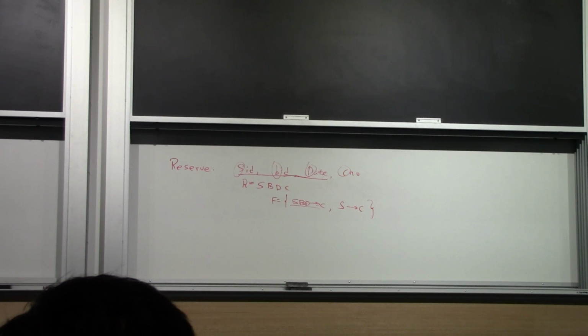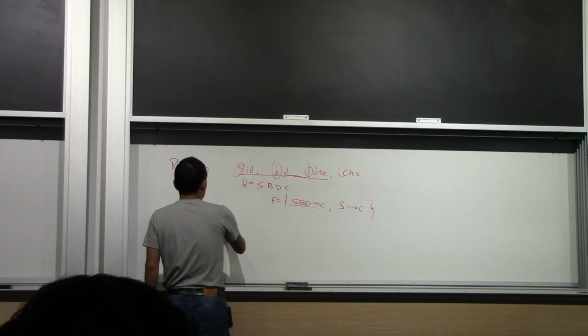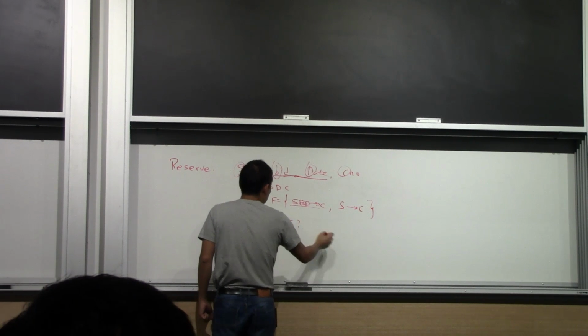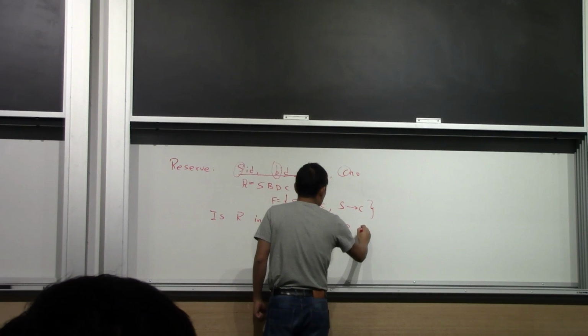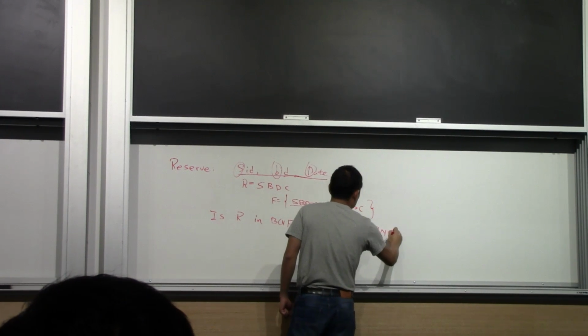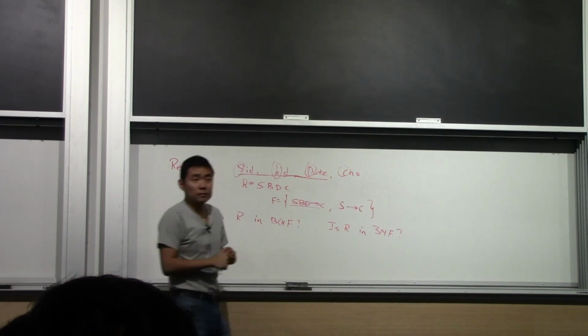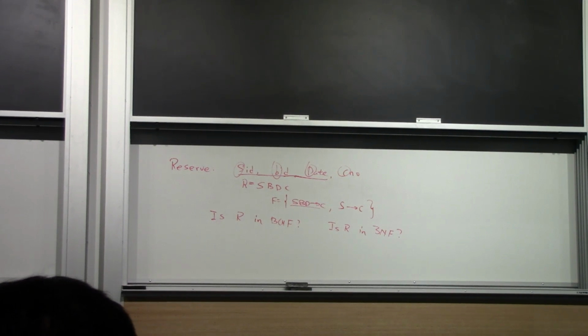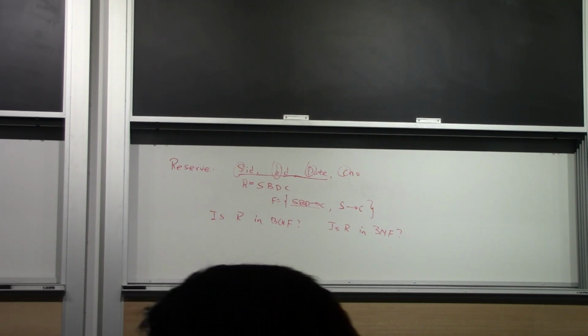Now, that being said, I want to ask you: is R in BCNF? And is R in third normal form? Those are the 2 questions I want to ask you. And the answer is no for both of them.